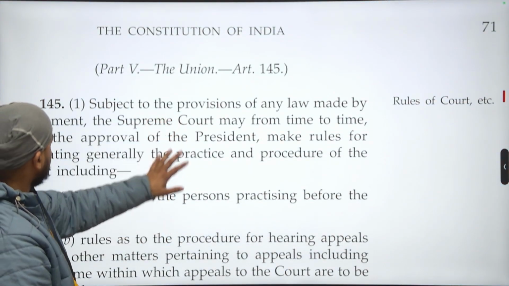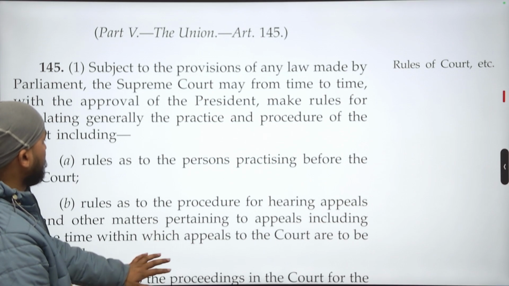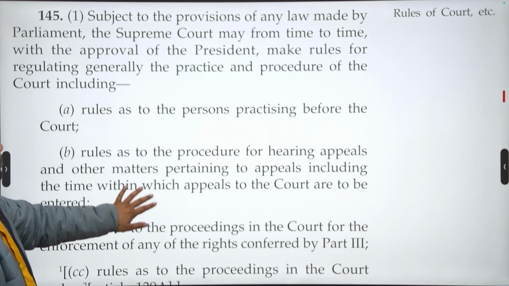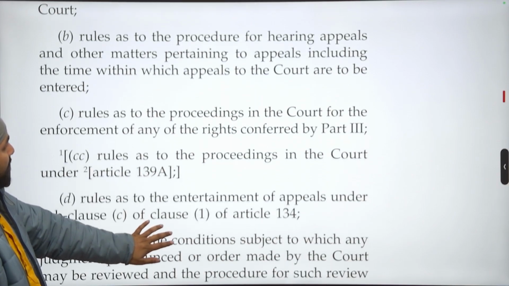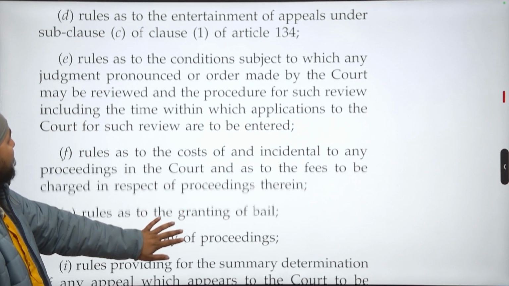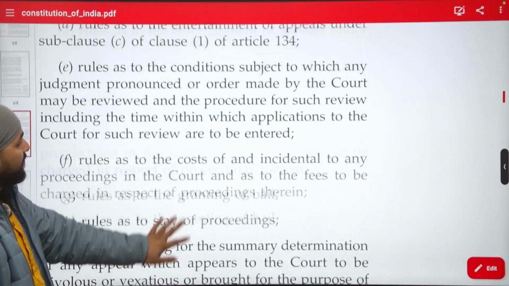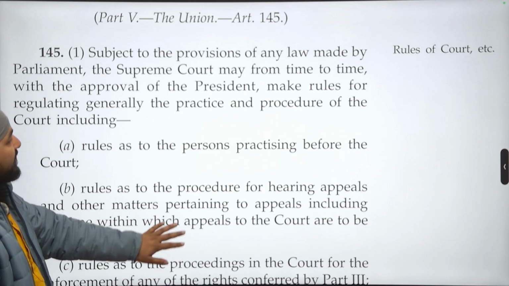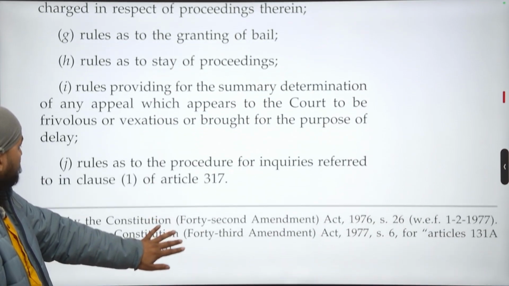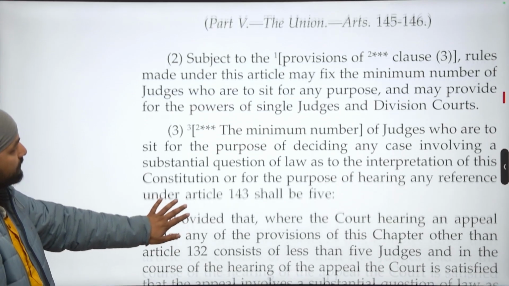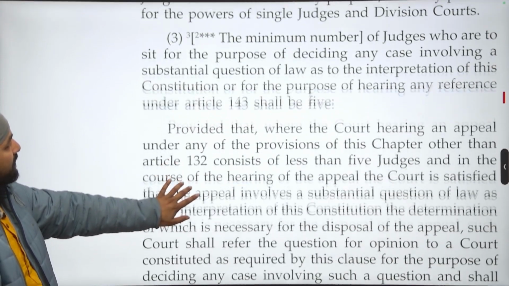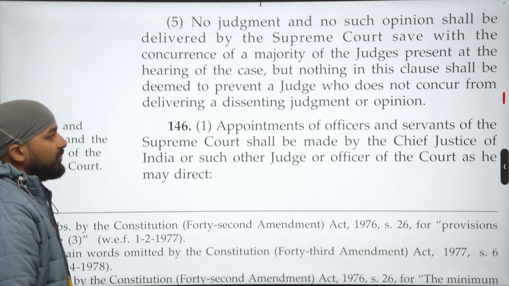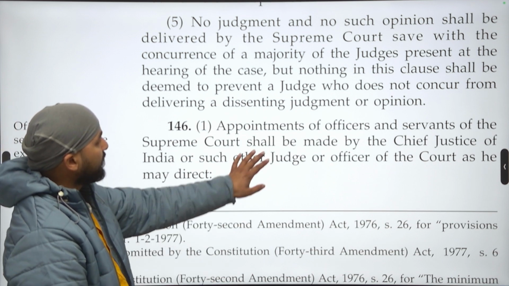Let's see Article 145. They have the power to regulate their procedure: practicing before the court, proceedings in court, how they will entertain appeals, granting of bail, etc. So this article is for rules and procedure in the court premises, what the court has to follow. All this power is vested in the court itself. There is nothing to be discussed here; it is easily understandable. There is also a provision for the minimum number of judges. These are not points to be discussed because they are directly understandable.